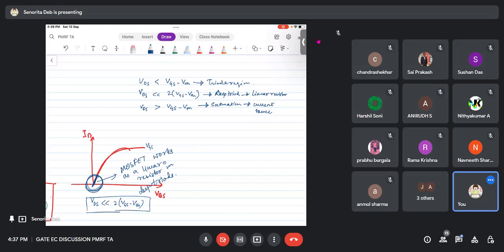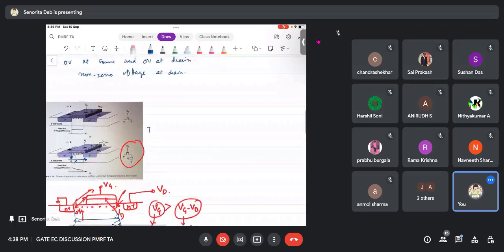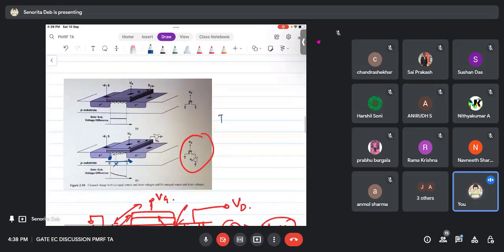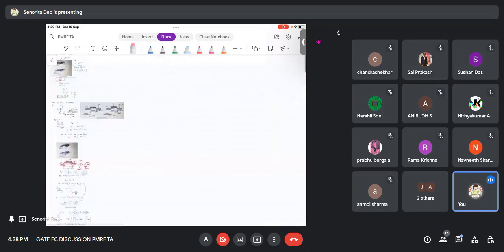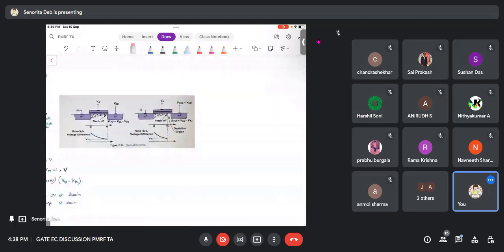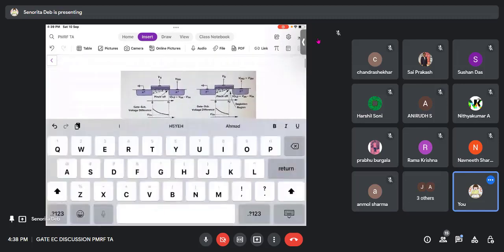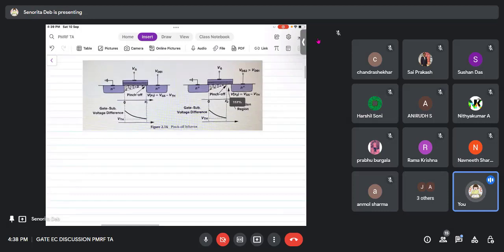Now we will come to another important topic, which is channel length modulation. From here we arrive at channel length modulation. So what is it? So till here, is it clear? Like whatever the derivation and everything we saw, it should be. Okay, so it is not very much difficult.